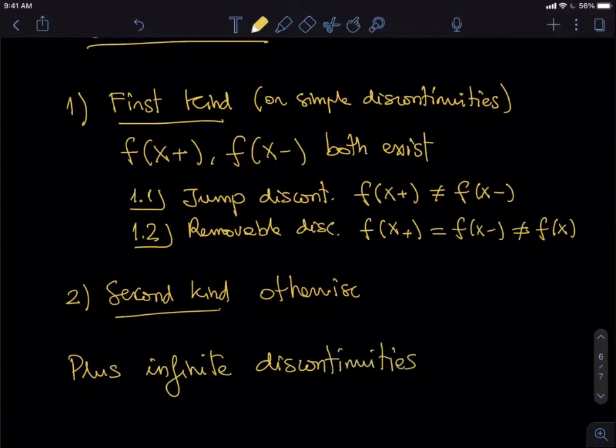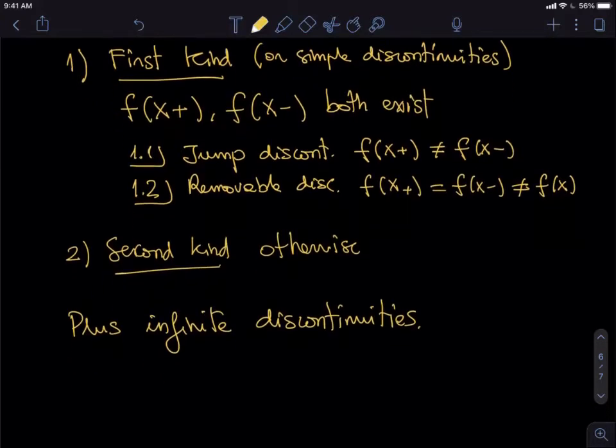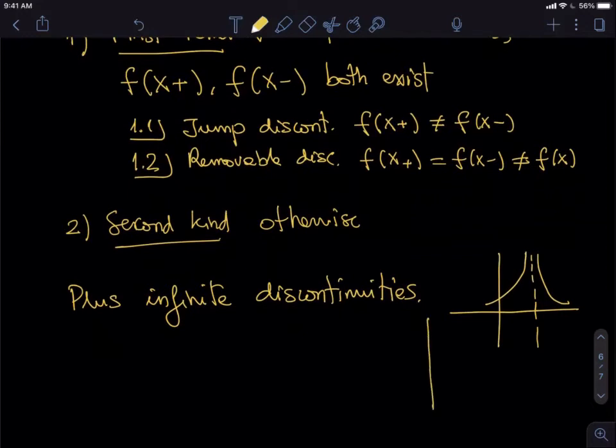Okay, these happen when we have infinite limits, but we will see that later this week. So let's quickly go through some graphs, let's see examples. For example, what I mean by infinite discontinuity could be something like this. Okay, it has an asymptote, or it could be something like this. Okay.